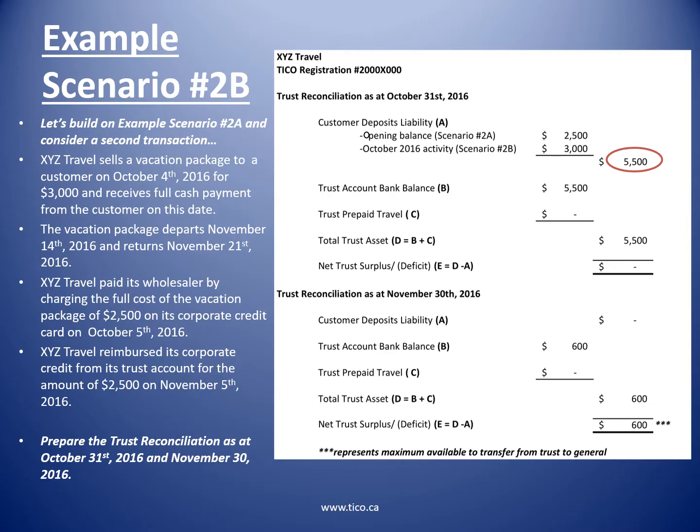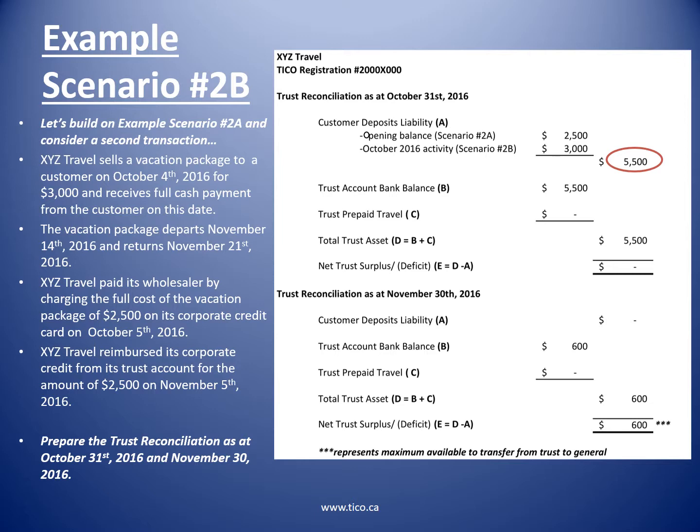A customer deposit's liability balance is considered extinguished at the earlier of two dates, that is, when the trip is completed or when the related travel supplier is paid in full. Thus, the customer deposit's liability balance as at October 31st, 2016 is $5,500. This represents a cumulative balance because it considers any customer deposits from prior periods that have not yet been extinguished.